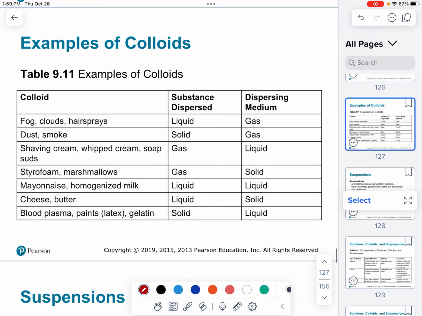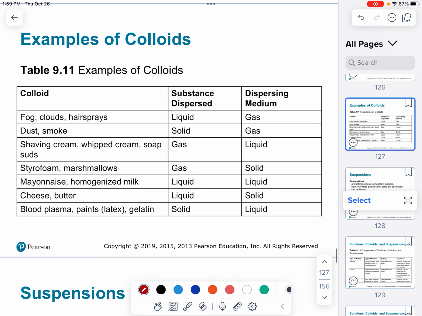Examples of colloids are fog, clouds, and hairsprays, where you have liquid dispersed into a gaseous medium. Dust or smoke, where solids are dispersed in the air. Shaving cream, whipped cream, where gases are dispersed in liquid. Styrofoam, where gases are in a solid. Cheese or butter, liquids in a solid. Blood plasma, paints, and gelatin have solids dispersed in liquids.